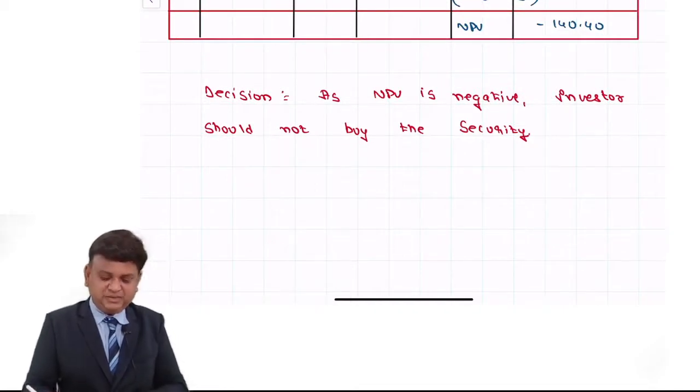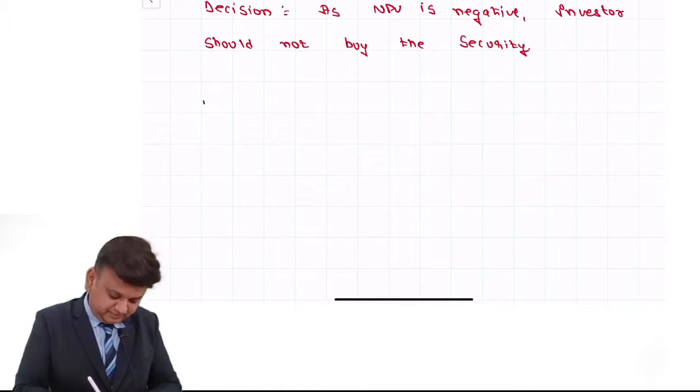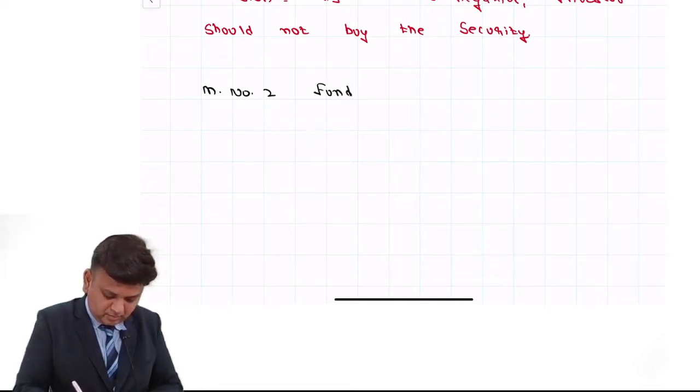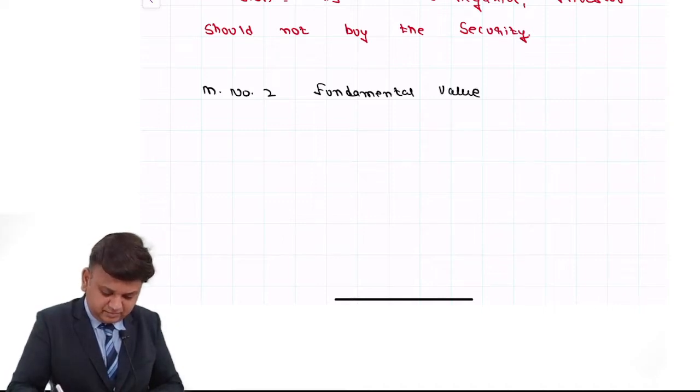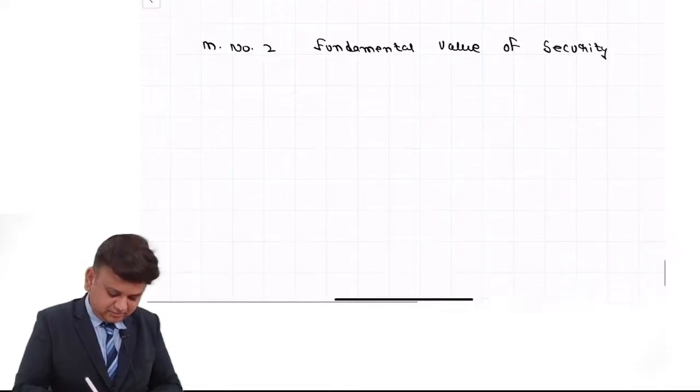Method number 2 is extremely simple, since we already have done method 1. Method number 2: fundamental, equilibrium, intrinsic value of security. It is 809.6.